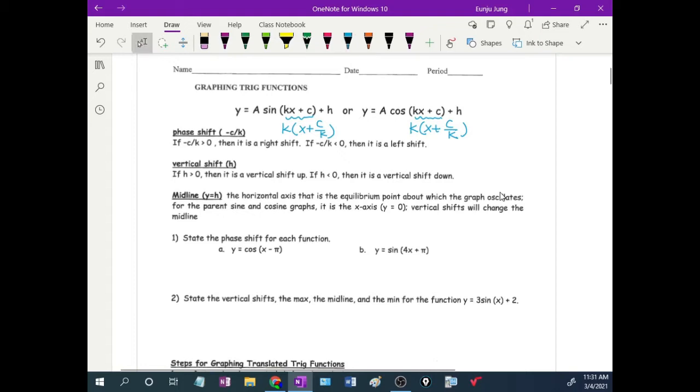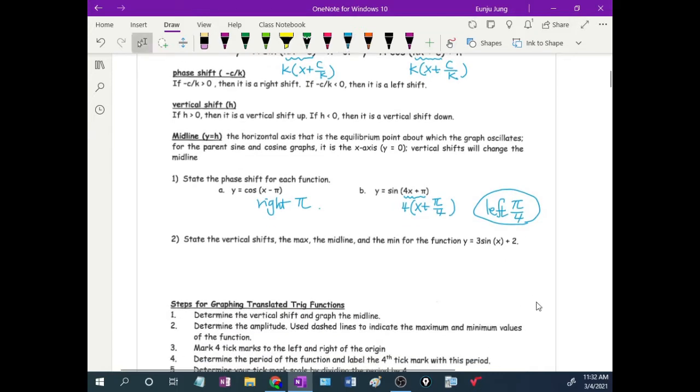So number one, what is the phase shift? Right. So this answer will be to the right pi units. That's right. Next one, what do I need to do first? I need to factor inside, okay? So let's factor it out. X plus pi over 4. So what is the answer? The format itself has a negative in it, so I need to take its opposite. So it is moving to the left pi over 4, okay? So the number I'm looking at is negative pi over 4, which means left pi over 4, okay?